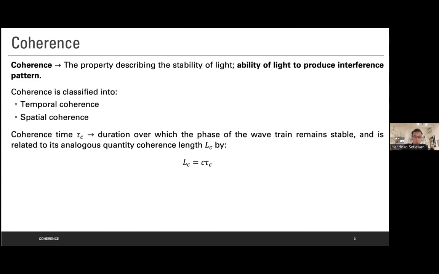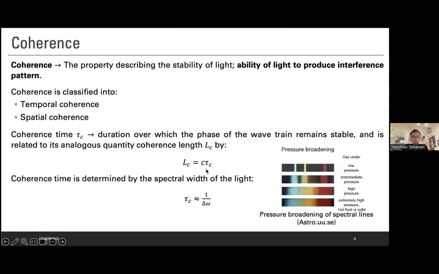The definition of this tau c is the duration over which the phase of the wave train remains stable, and it is related to its analogous quantity, which is called coherence length. It is pretty much the standard speed and distance relation here, where we can see that Lc equals c times tau c, where c is the speed of light. And we can also see that coherence time is determined by the spectral width of the light, which means that tau c is inversely proportional to delta omega, which is the spectral width.